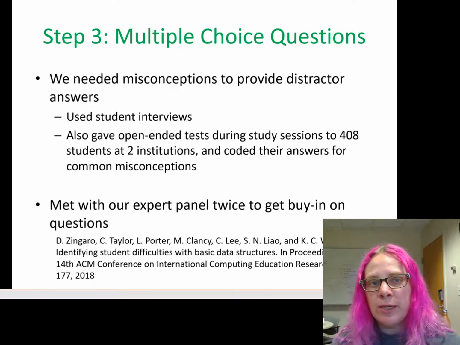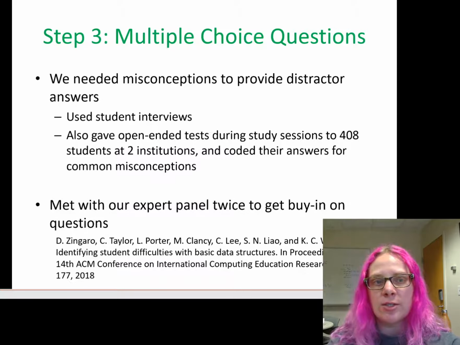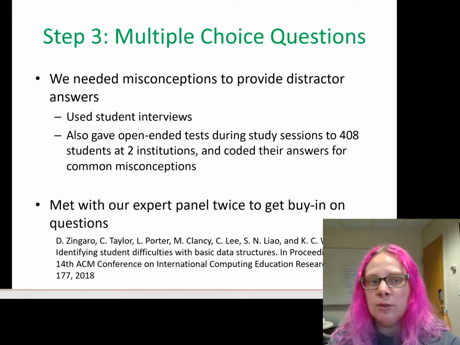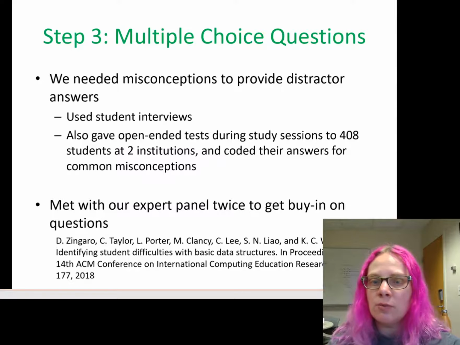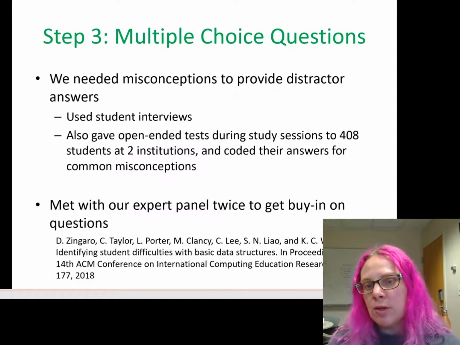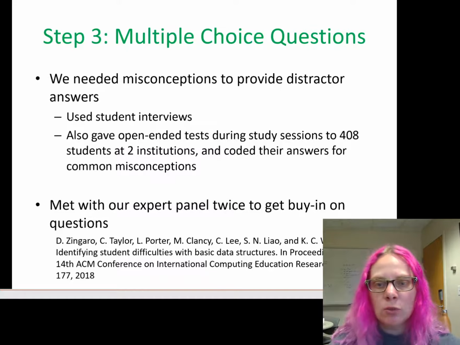So step 3 was to convert our open-ended questions into multiple choice questions. In order to do this, we needed misconceptions to provide our distractor answers. And again, we used student interviews. We also gave open-ended tests during study sessions to 408 students at 2 different institutions. Once we had these, we coded their answers to look for common misconceptions. So we went through all of the student answers and grouped them into common wrong answers. And these common wrong answers became our distractor answers for our test.